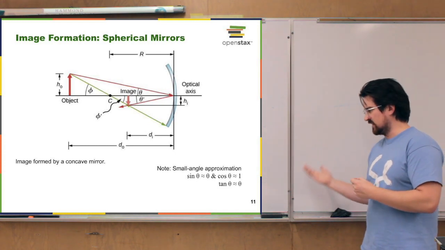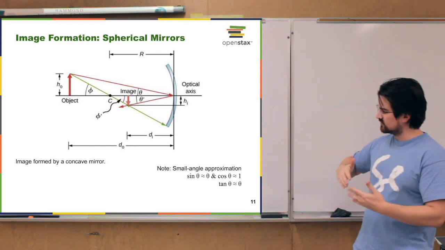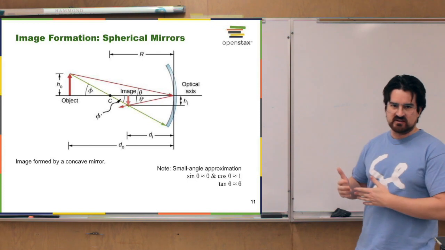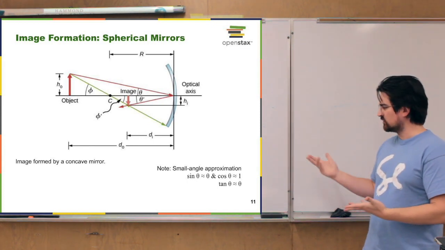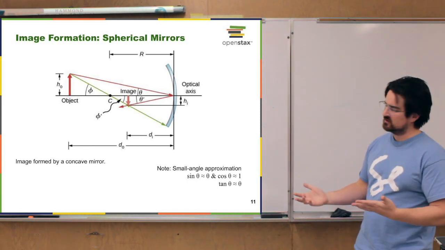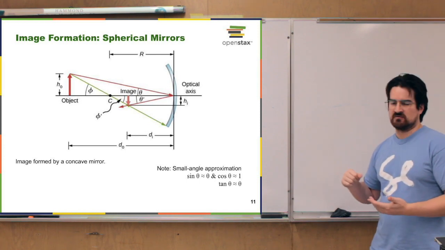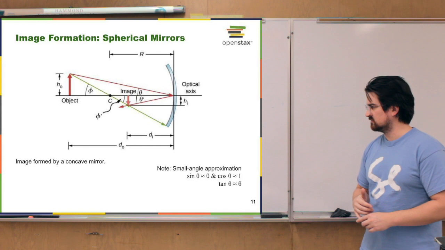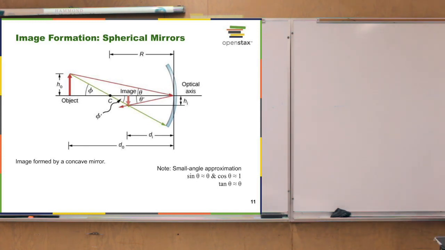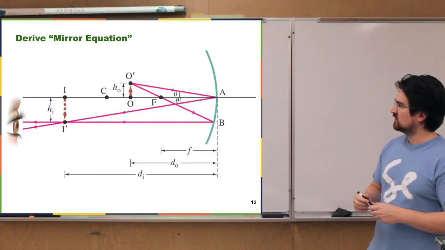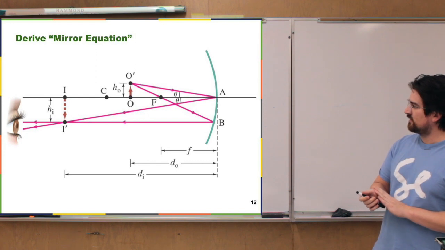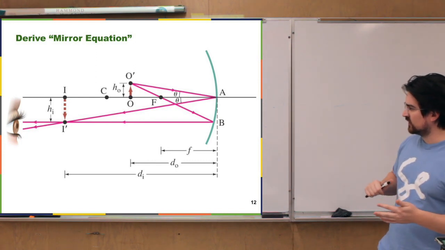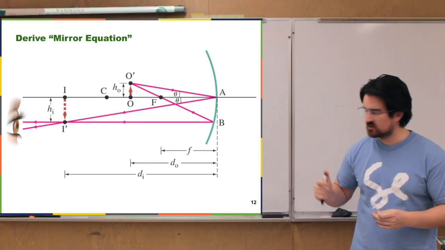And in that approximation, we're talking about fairly small angles. Sine of theta is essentially equal to theta. Cosine of theta is essentially equal to 1, which means tangent of theta is also essentially equal to theta. So, using that, let's see if we can relate the focal length and the distance to the object and the distance to the image.